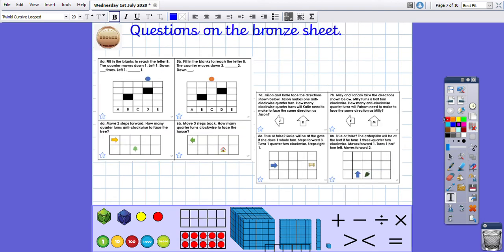Bronze, your questions today. You've got the same as me, so you need to fill in the gaps to get to the letter that you need to get to. And then the same again with your arrows to get to the house and the tree. A bit of a question here. Okay, so how many clockwise quarter turns will Katie need to face the same direction as Jason? And the same here with Millie and Faham. And then true or false questions to see if you can answer those.